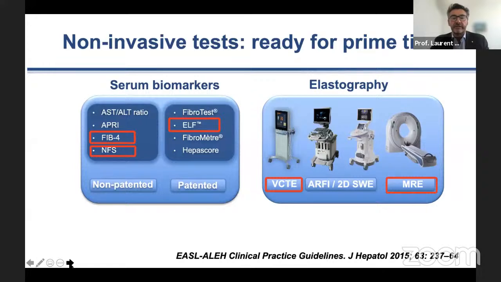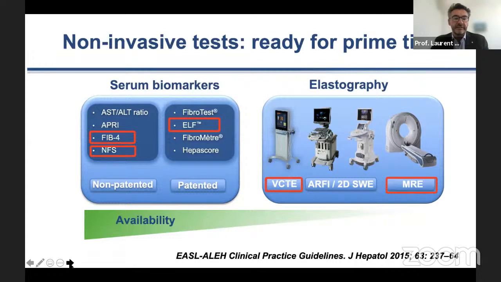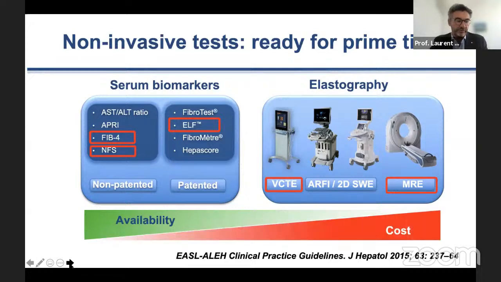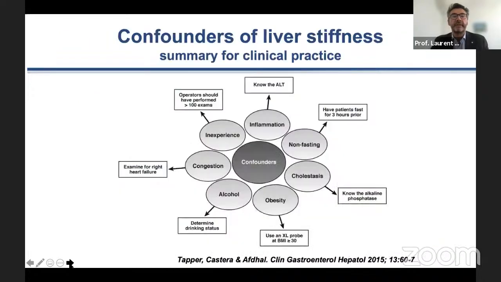Don't forget a critical issue when you're using this test is, of course, availability. FIB4 and NFS are widely available, whereas MRE is not widely available, and this, of course, comes also with cost.